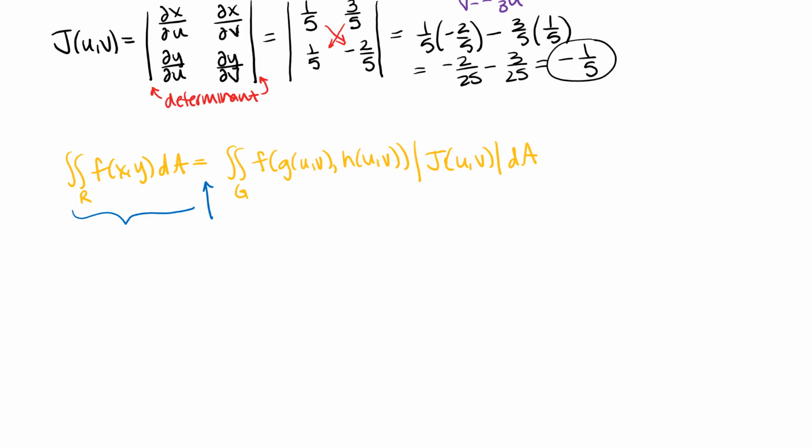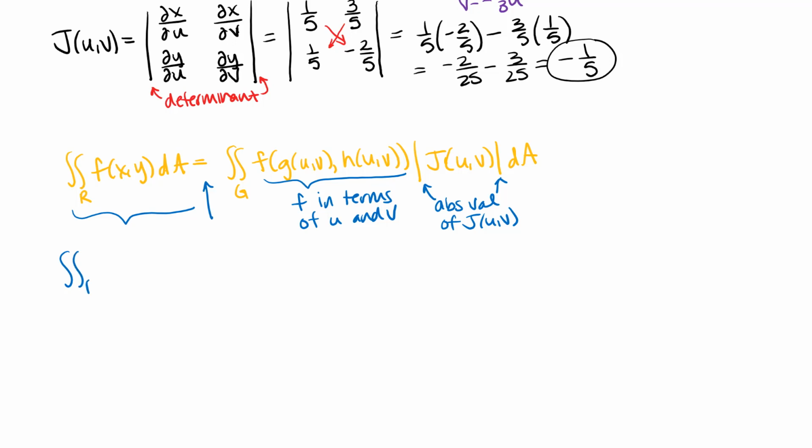So I'll go back up and use my picture of my region G to set that up. Here we've got our function, and I'm using those inverse substitutions to get that function to be in terms of u and v. This next part, there's something students often miss. This is the absolute value of the Jacobian, and then dA, so our differential dA.